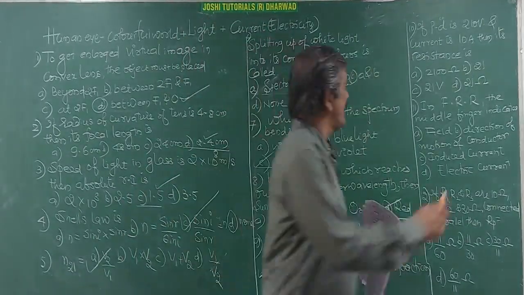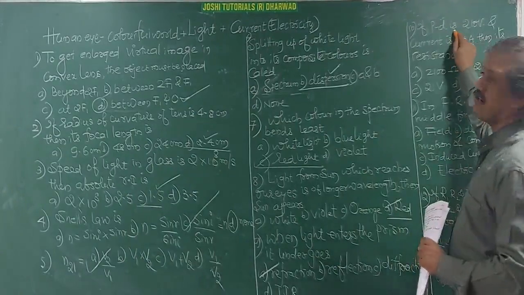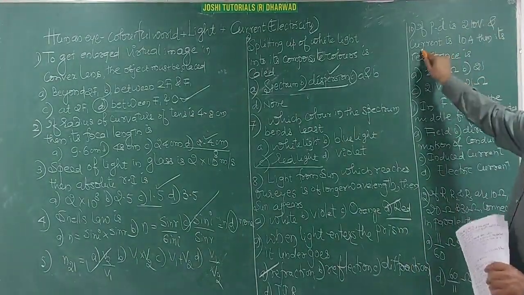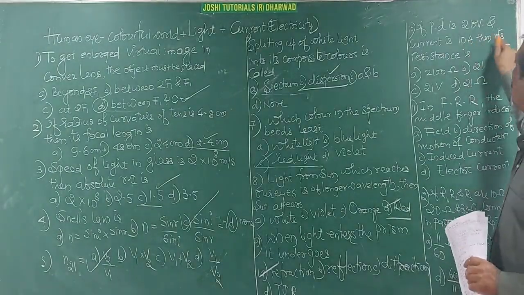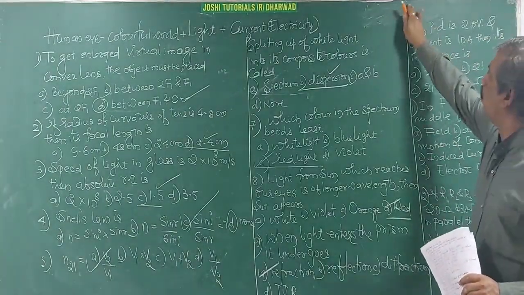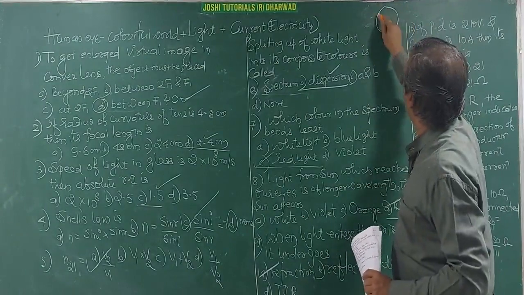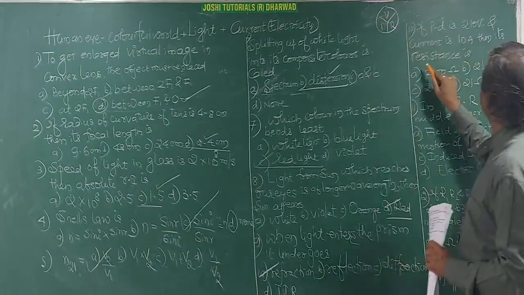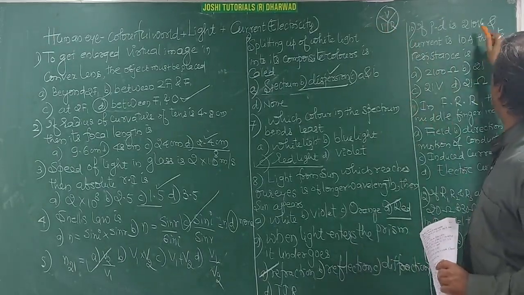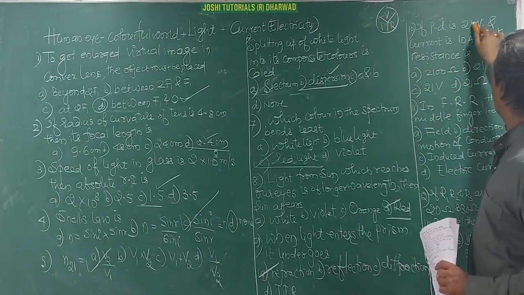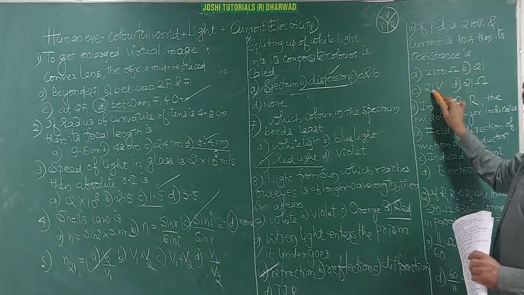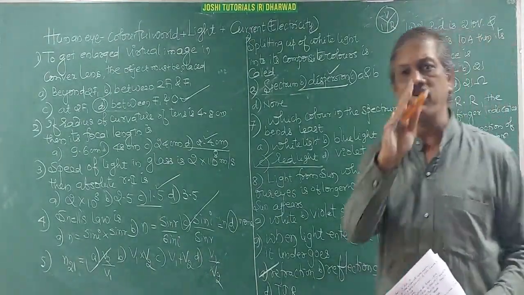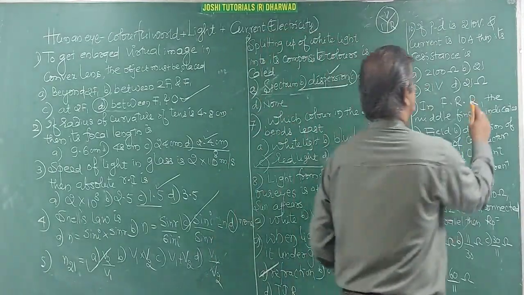Next, here he has given potential difference. Potential difference is 210 and current is 10 ampere. What is the resistance? You know the trick, VIR. He wants resistance, V by I. 210 by 10 is 21. Here there are three answers with 21, but resistance is expressed in ohms. That's why it should be D.